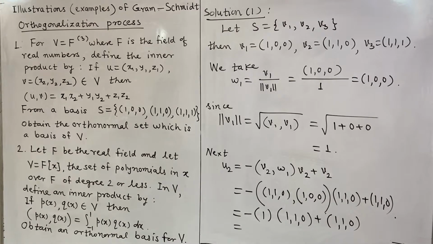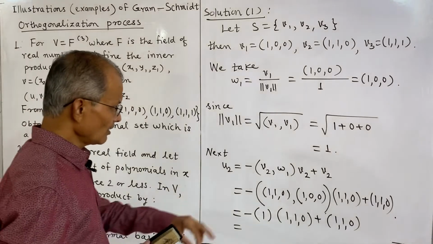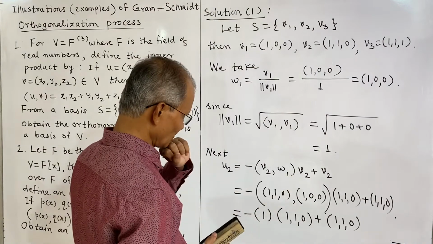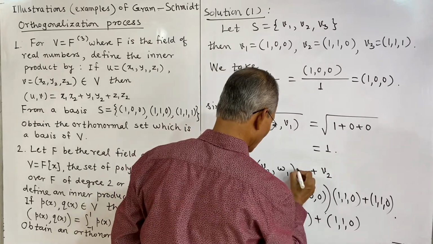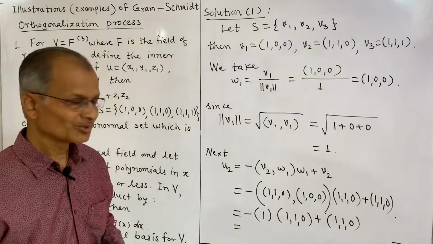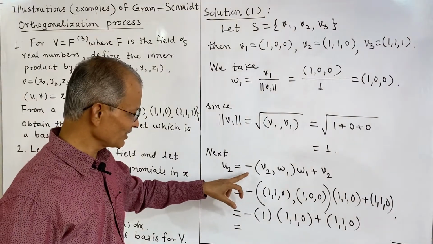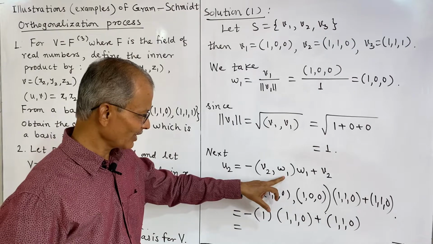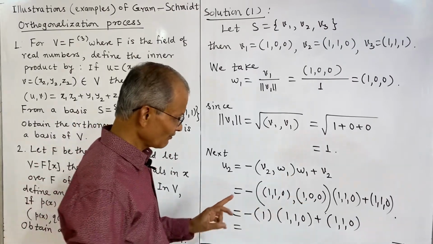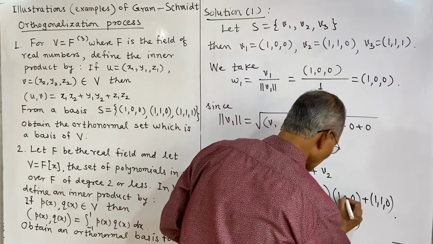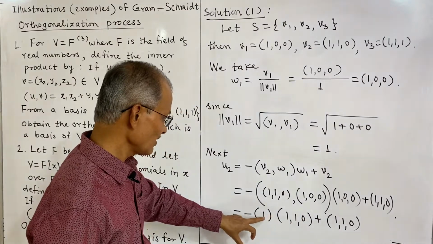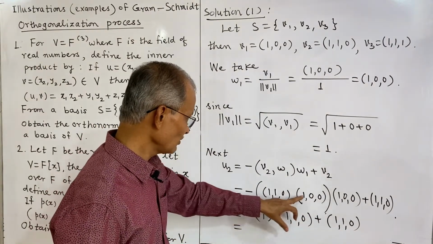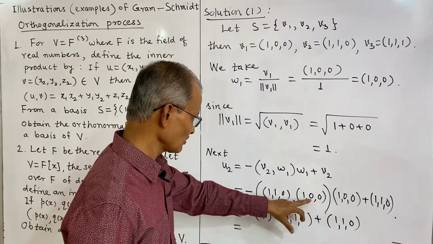See, this is multiplied by V2, V2 multiplied by inner product of, see, this is not V2, this is W1. So this is a correction again. You should see the steps in the proof. It is U2 is minus V2, inner product of V2 and W1 multiplied by W1 plus V2. Again we have to correct this. This is 1 0 0, W1 is 1 0 0, and therefore this product will be, now you see, 1 into 1, that is 1, 1 plus 0, this is right.